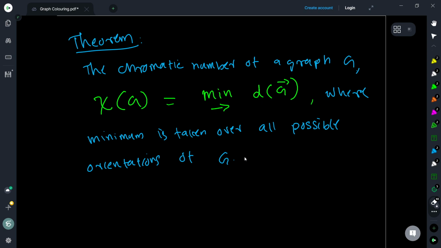It doesn't seem like there is any natural relation between the orientations and the chromatic number. So let us try to see why this is and try to prove this. So how do you go about proving something like this? Any suggestions you have? I would be interested to hear.